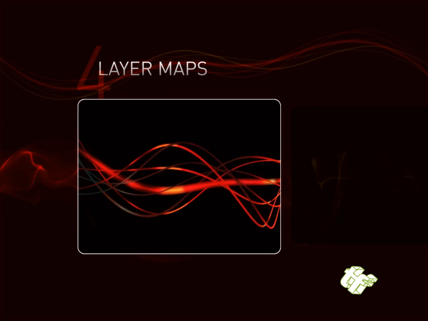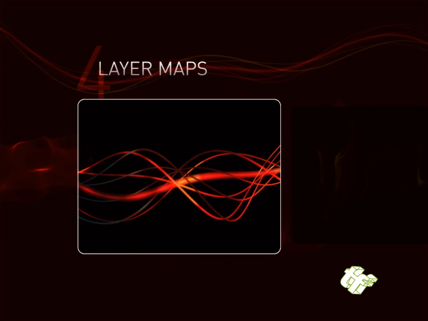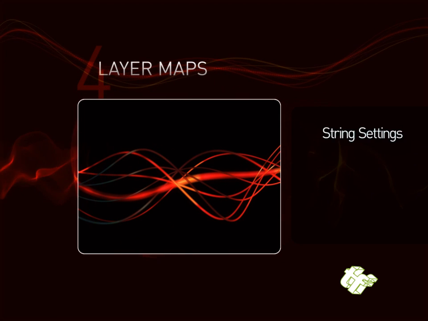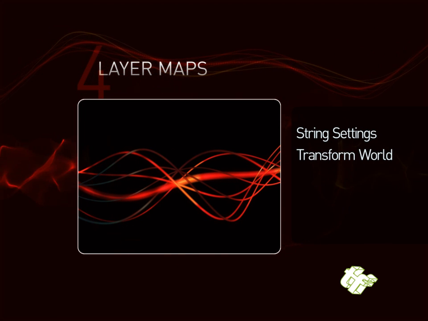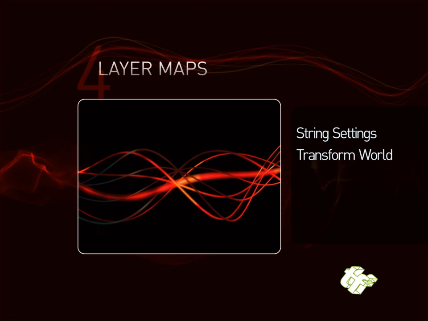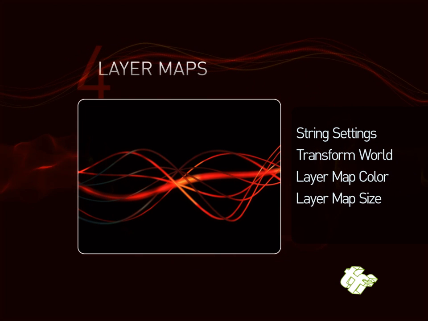Lesson number 4 is going to focus mainly on layer maps. Now we'll get into additional string settings and something called transform world, but mostly we'll be focusing on layer map color control and layer map size.